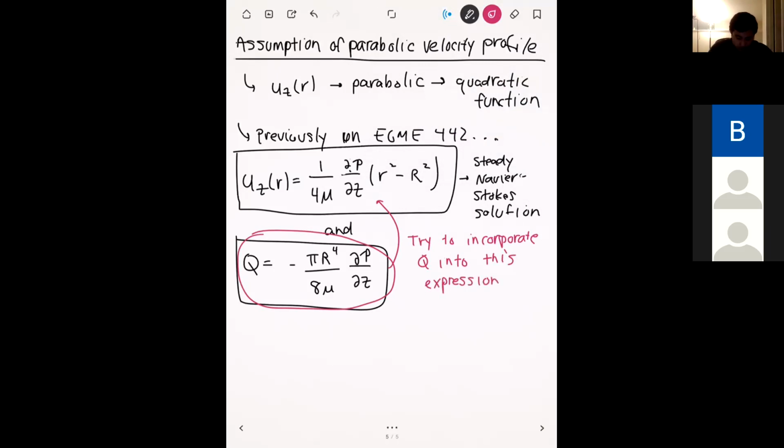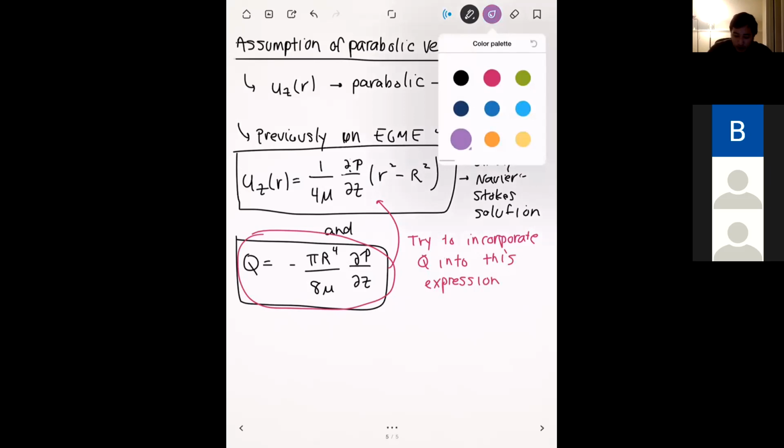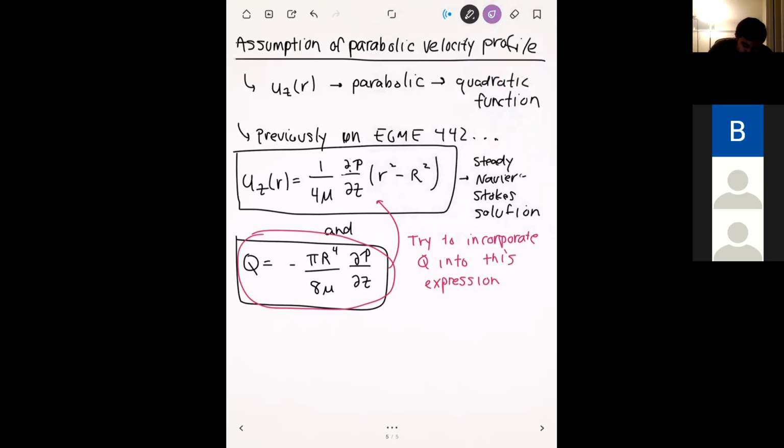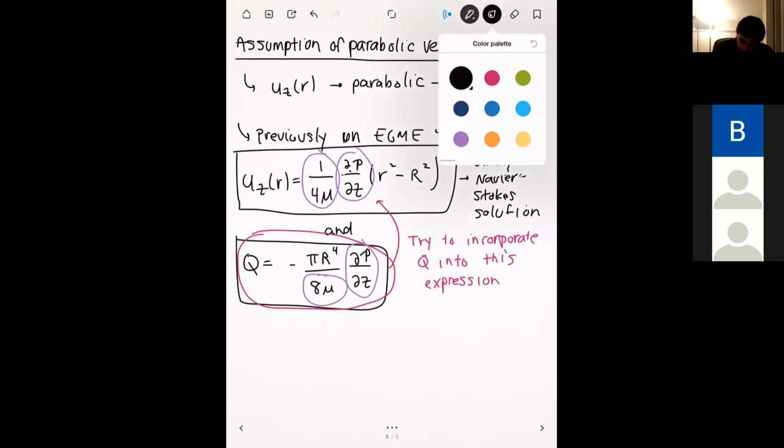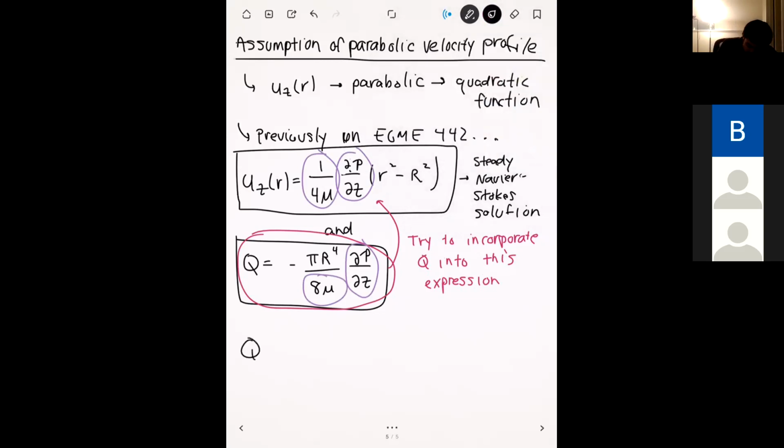The way we're going to do that is we notice that both uz and Q have this partial p partial z. In fact, uz also has a 1 over 4 mu, and here we have almost that, 1 over 8 mu. So let's use that quantity to plug in. Let me go ahead and rewrite Q here.